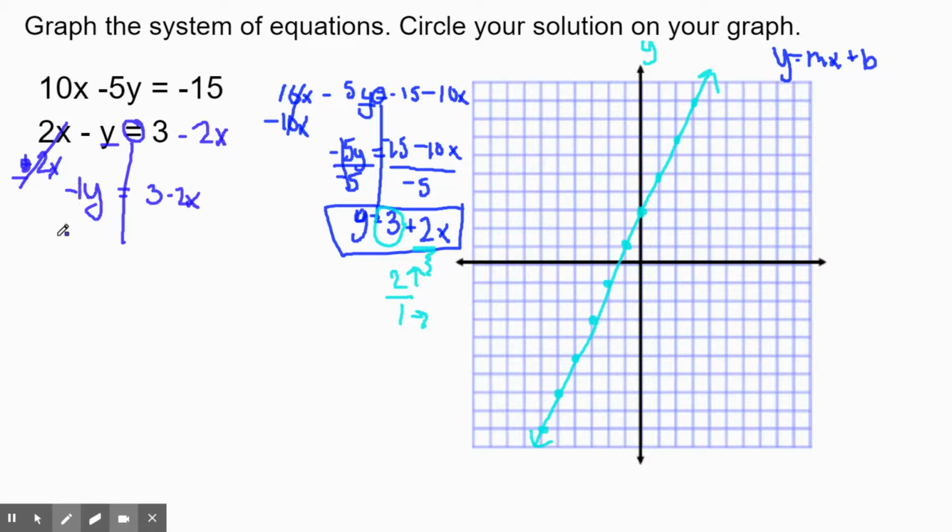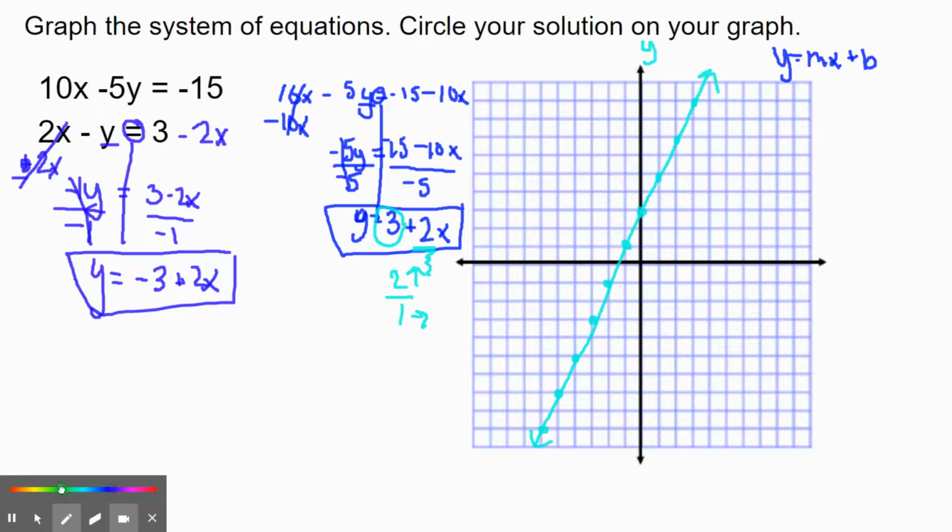Good, it's a 1. So now I'm going to divide by negative 1 to get rid of that negative sign. So now I have y equals, a positive divided by a negative is a negative, 3 divided by 1 is 3. A negative divided by a negative is a positive, 2 divided by 1 is 2x. So now I have my second equation. So now, using that second equation, I'm going to graph it.